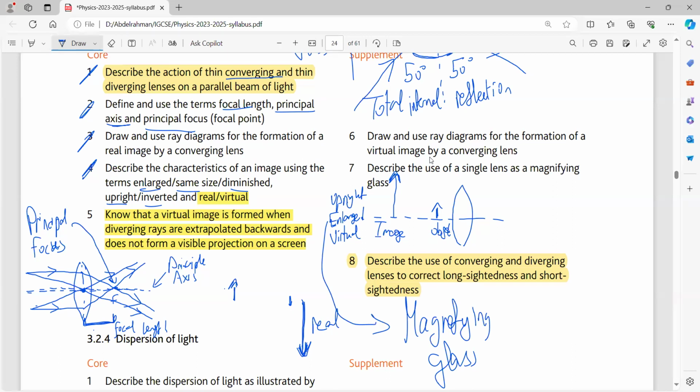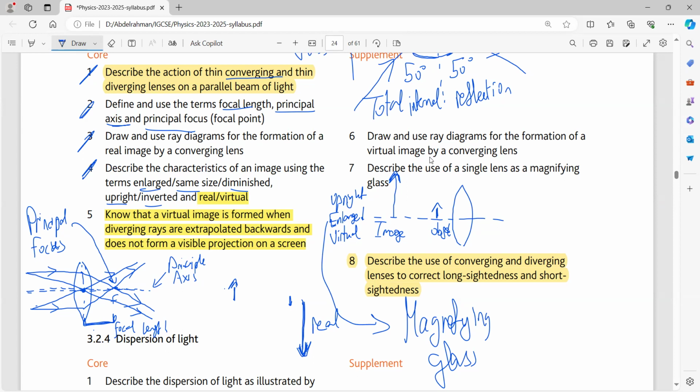Why is it the virtual image? Because while using this magnifying glass, you can see the image. Once you remove the magnifying glass, what happens to the image? It disappears. You cannot save this image. You cannot produce this image on a screen. You cannot print this image that you can see through this magnifying glass.